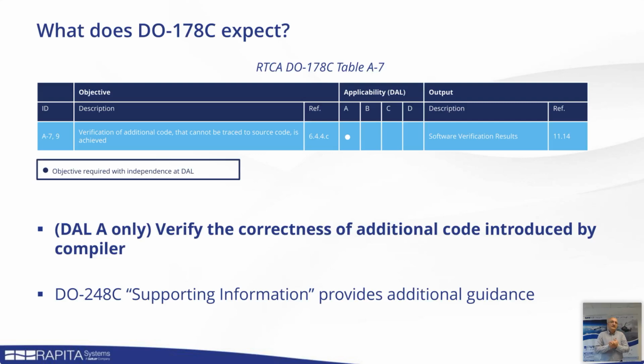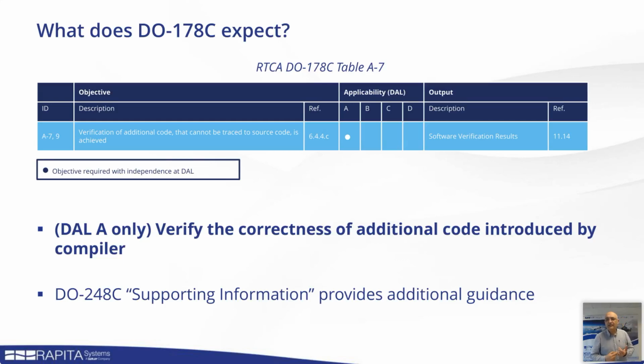So given that previous example, we'll go to the tables in DO-178C, table A7, objective 9. It says, verification of additional code that cannot be traced to source code is achieved. I'm going to go through in detail what the meaning of that sentence actually is. As you can see, this applies to DAL A only, and it needs to be performed with independence.